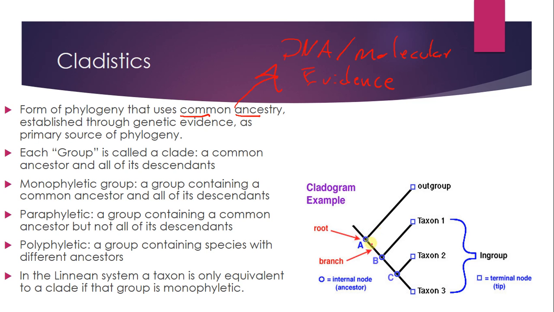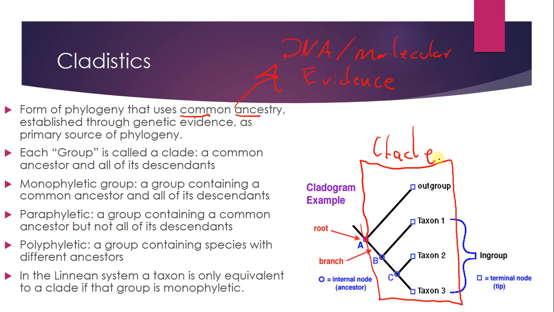In a cladogram, the distance in between represents proportional distances of time. All right? Each group is called a clade. That means it has a common ancestor, and all of its descendants are included in a clade. All right? So, for example, here we have a common ancestor and all of its descendants. So we would have a clade.